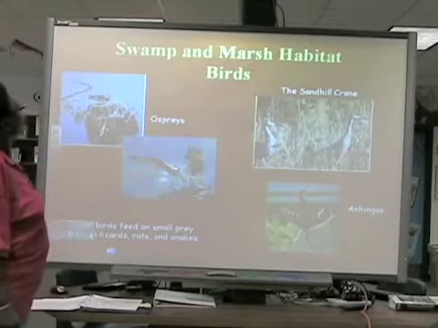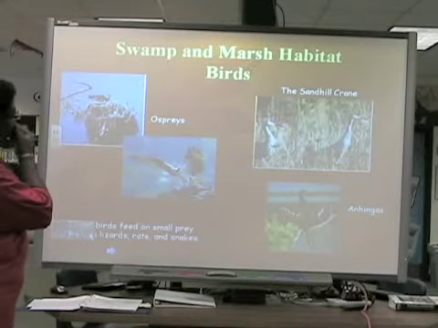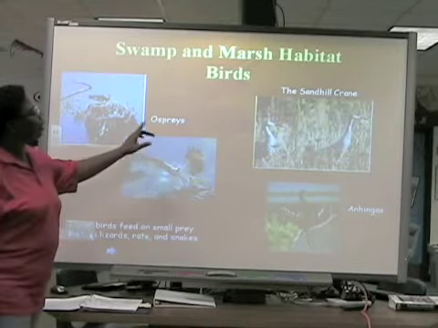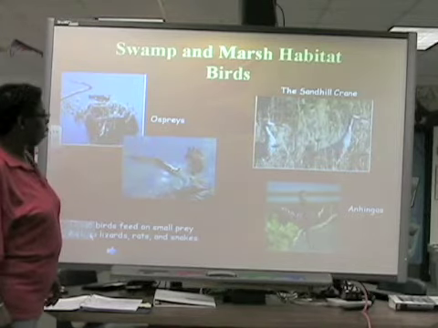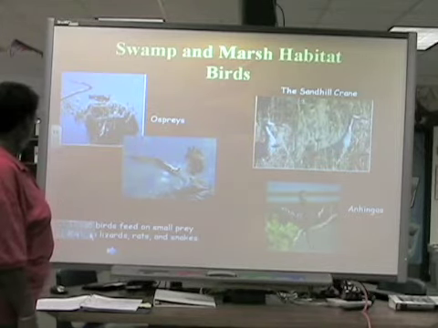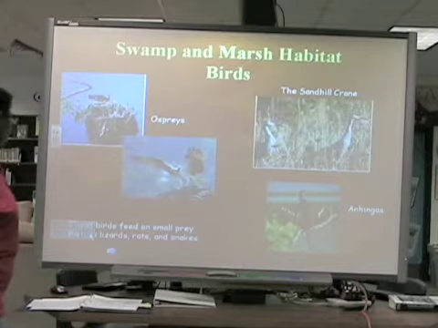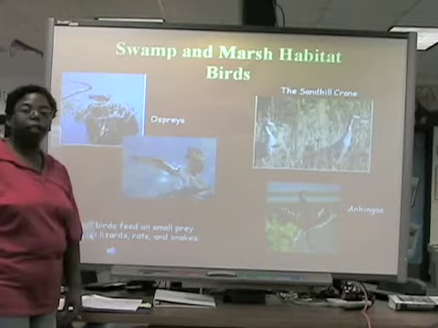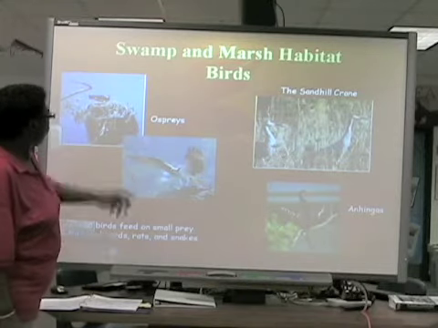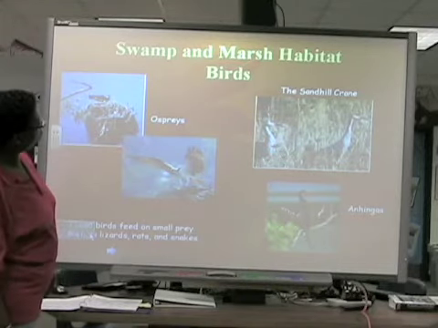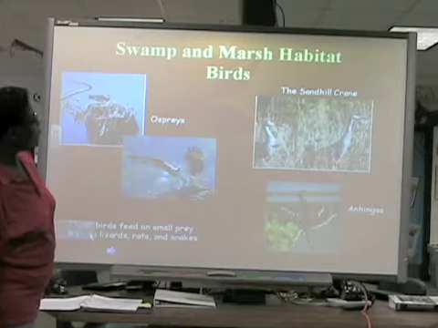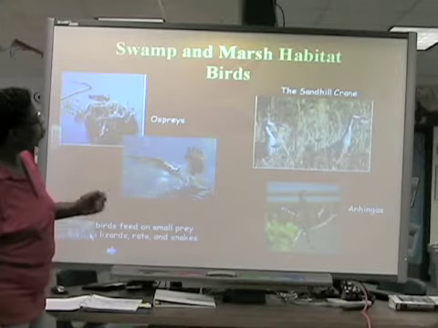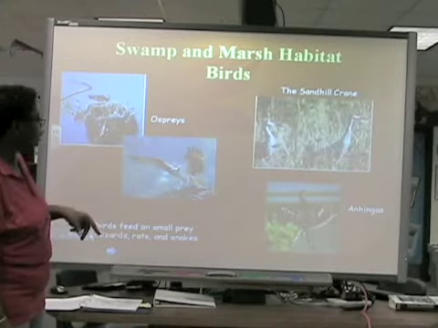Swamp and marsh habitat birds. Ospreys, the sandhill crane, and hingus. These birds feed on small prey such as lizards, rats, and snakes, and they're all found in the marsh and swamp habitat.